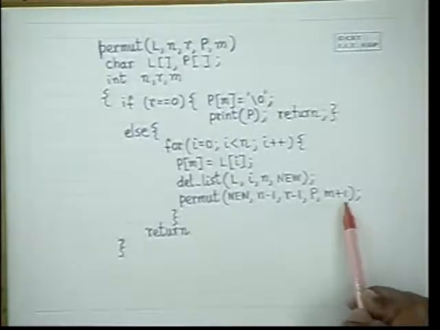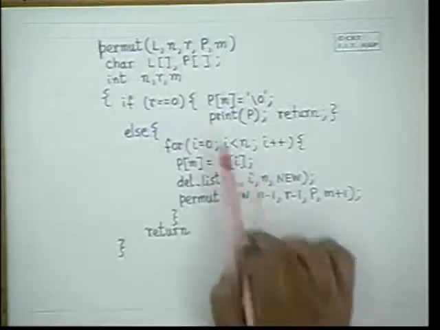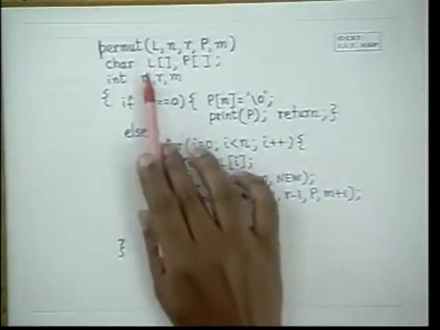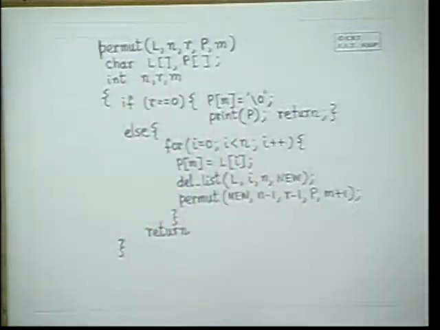Is that okay? So if we just do this, we will be able to solve our permutation problem using simple character strings and arrays. We would also like to do it using data structures, lists and other things, which we shall come to. Any questions? So let's have a look at the program now.